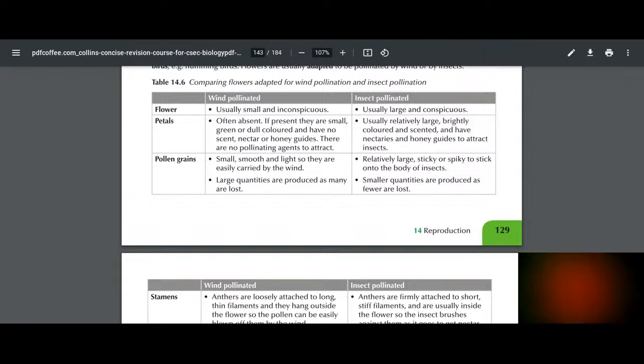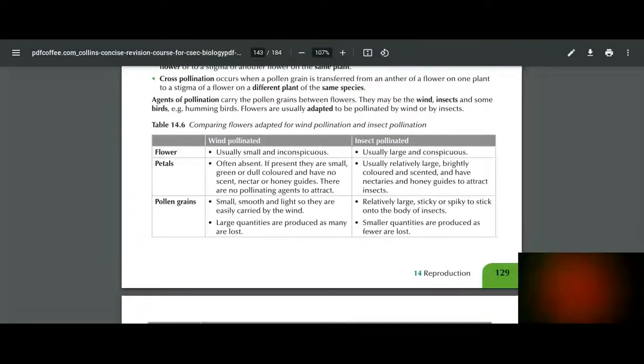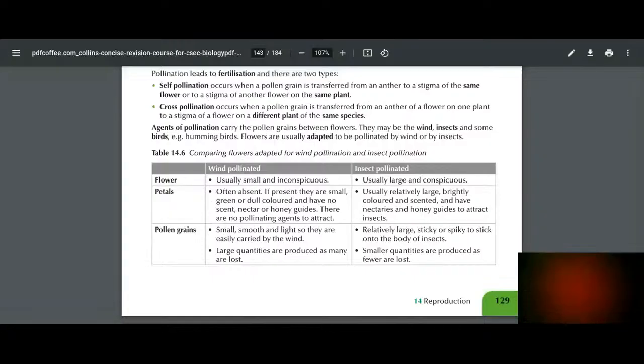All right, so there are two types of pollination: self-pollination and cross-pollination. Self-pollination usually occurs when a pollen grain is transferred from an anther to a stigma of the same flower, or to a stigma of another flower on the same plant.